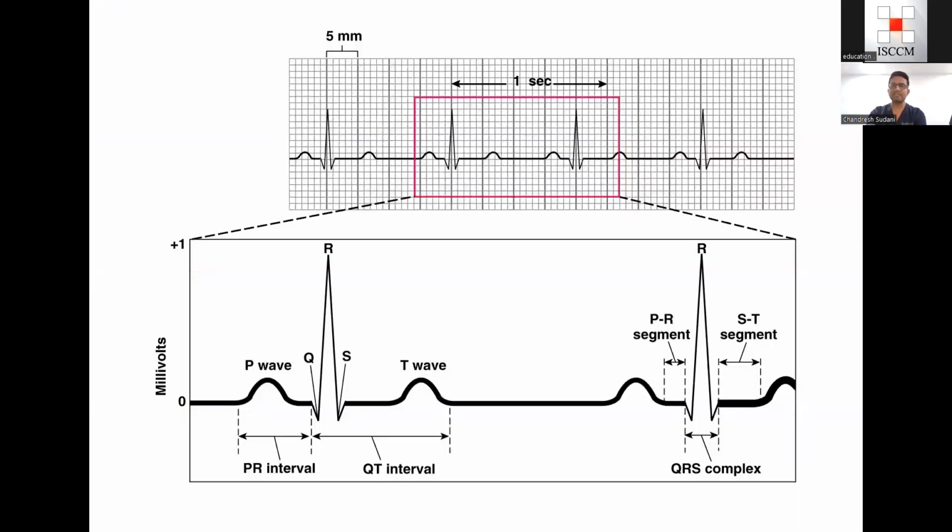So let's see how the ECG paper looks. Here, if you see, ECG paper is made up of small boxes and large boxes. Almost 6 large boxes will make 1 second. And if you look at the parts, or the segments of the ECG, it is divided into waves and segments. Along with these waves and segments, there are a few intervals which are very important. We will see all these things one by one.